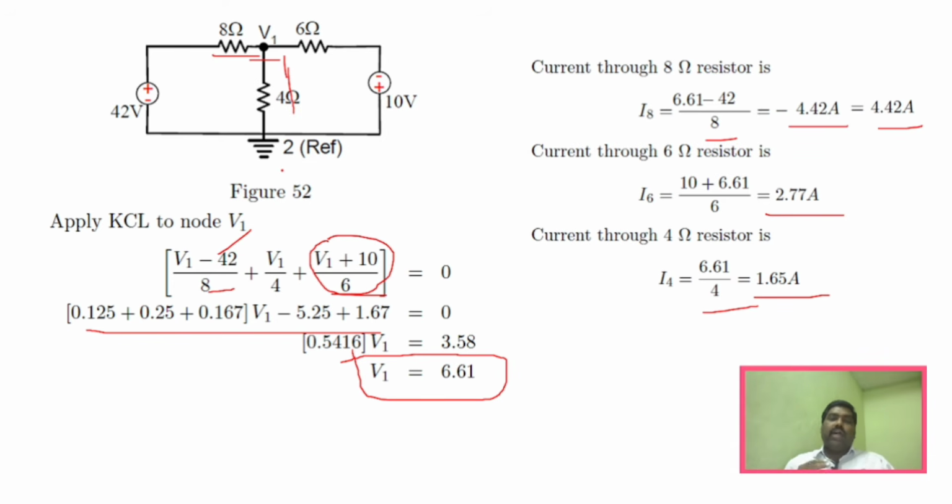So you have to find the current across all the branches. For that, you have to find the voltage of that particular node, right? If you follow the procedure, then you can easily solve any problem, right? Now we will see another problem here.